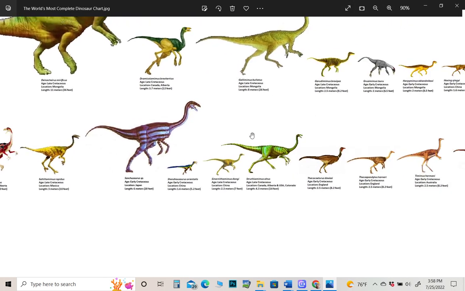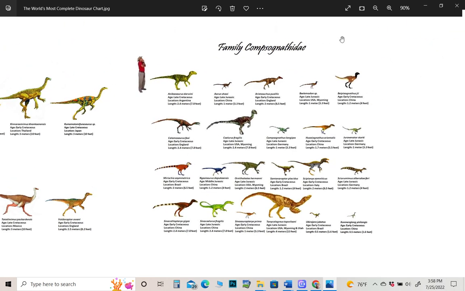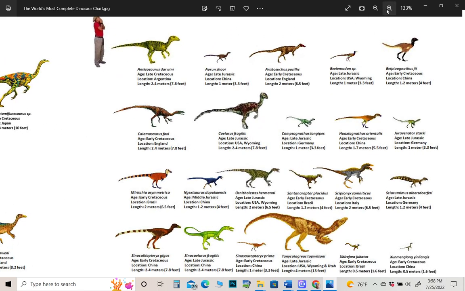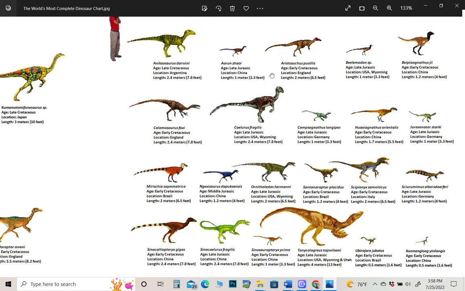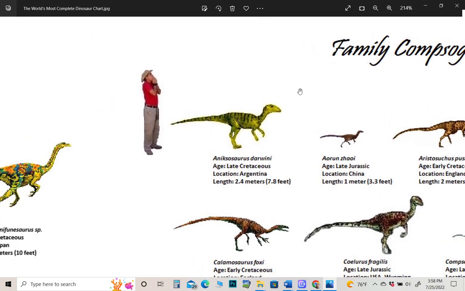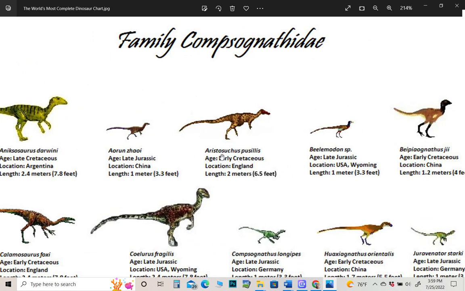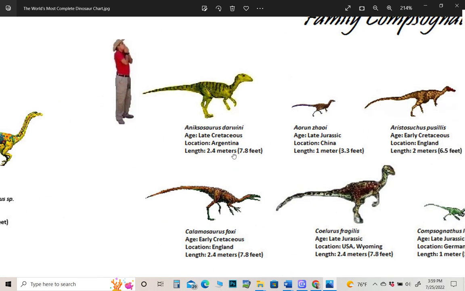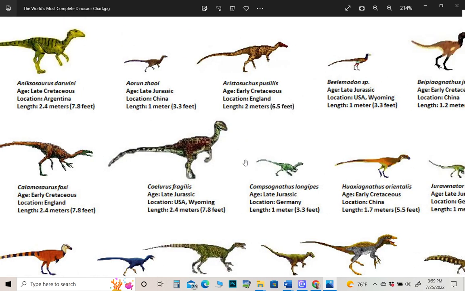Okay. And then lastly, we have the compies, which includes also Basal Sauropods, as well as some things that are going up to the Tyrannosaurid line, like I believe Saurosaurus itself was going up to the Tyrannosaur line. But yeah, these are Basal Saurosaurs. Onyxosaurus, Aeron, Aristosuchus, Bielmodon, Bipagnathus, Alamosaurus, Saururus. It's from the Morrison Formation, by the way.